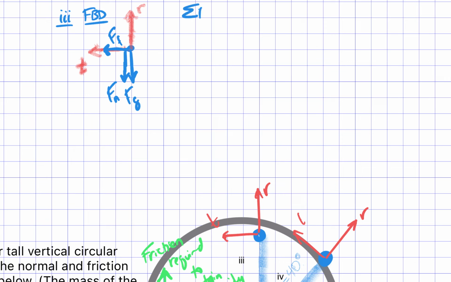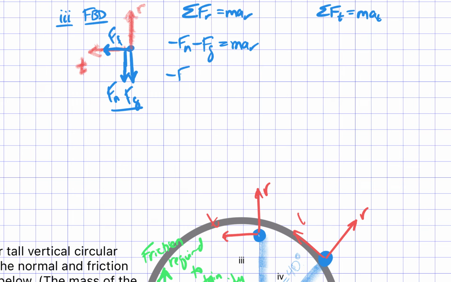So the sum of the forces in the R direction equals MAR. And then the sum of the forces in the T direction equals MAT. So in the R direction, we've got two forces. They're both in the negative R direction. So I've got negative normal force minus the force of gravity equals MAR. Remember, we leave that right-hand side alone until we're ready for it.